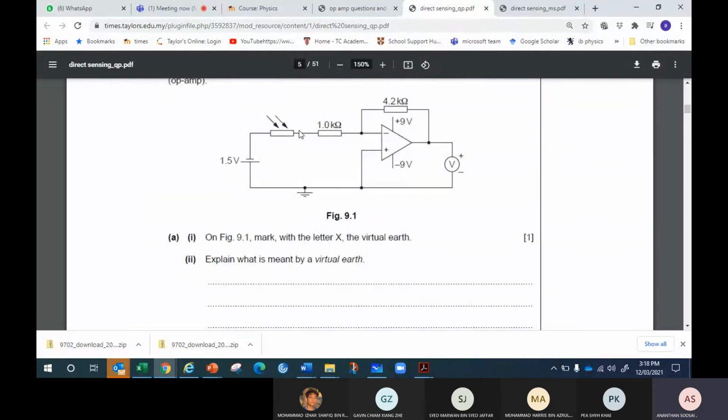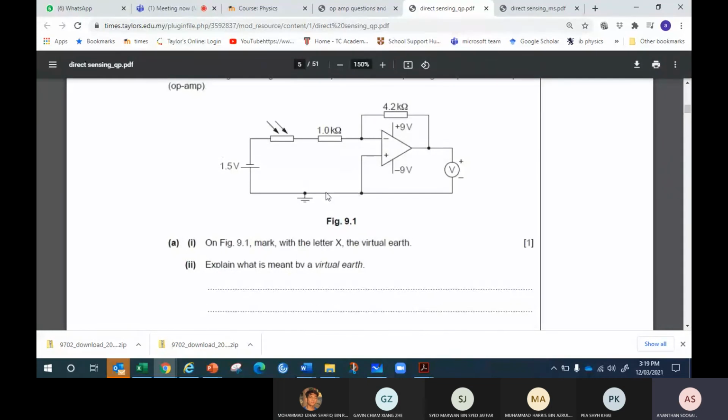When it becomes darker, less bright, what happens to the LDR resistance? The LDR resistance will go up. When less bright, the resistance of the LDR goes up. Therefore, the Rin resistor goes up. Therefore, the gain becomes smaller. Therefore, the output becomes smaller. Okay, the output decreases. So that should be your answer.